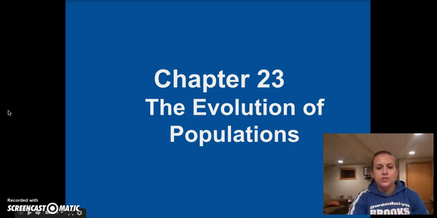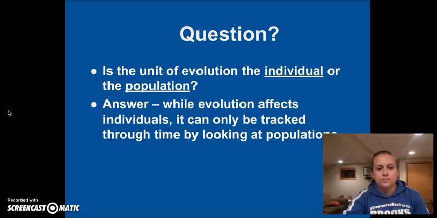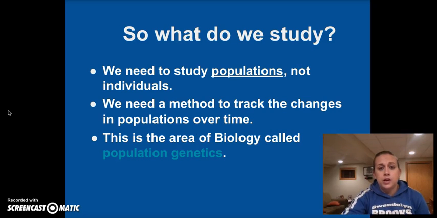Hey everybody, we're going to continue on talking about evolution. So the first question we need to look at is: is the unit of evolution the individual or the population? The answer is that while evolution affects individuals, it can actually only be tracked through populations. And so we need to study populations and not individuals.